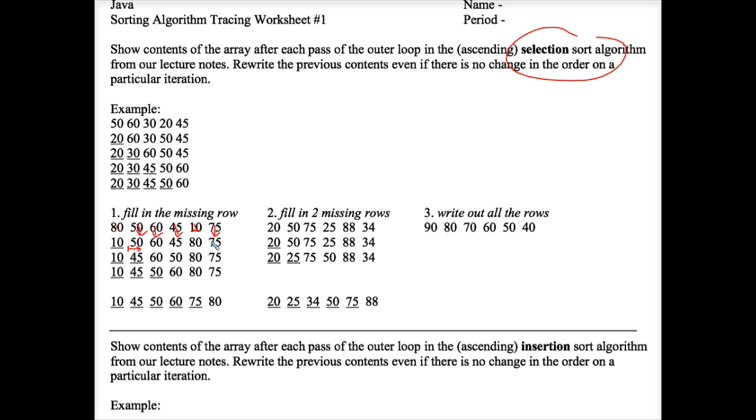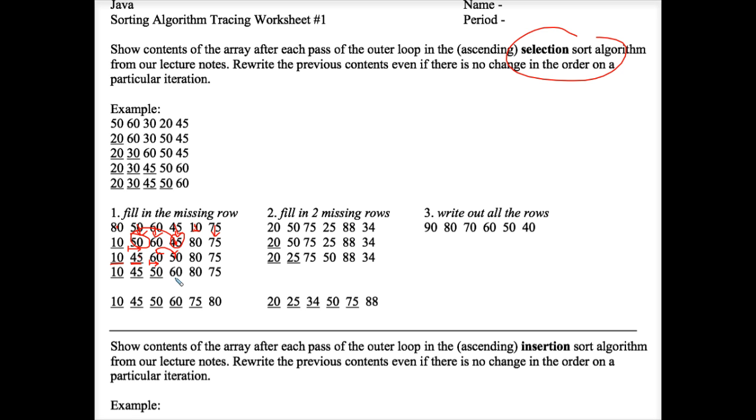Then on the second pass of the outer for loop, the algorithm only checks from the 50 through the rest of the array, and it finds that the 45 is the smallest of those elements. So the 45 swaps with the 50, and we rewrite the array with now the 45 in its final resting place. Now the algorithm, on the third pass of the outer loop, checks the remaining elements, and the 50 is the smallest. So that 50 and the 60 swap.